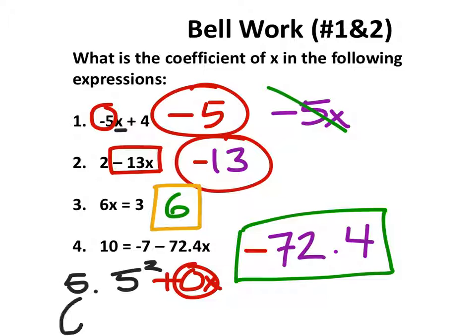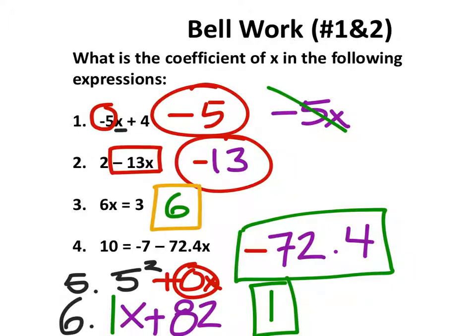On the other hand, though, and this is another tricky situation, what if we just have x plus 82? Well, then we have what we call a phantom 1 in front of the x, which tells us that we have one x. And the coefficient is a 1. Not the person, but the number.